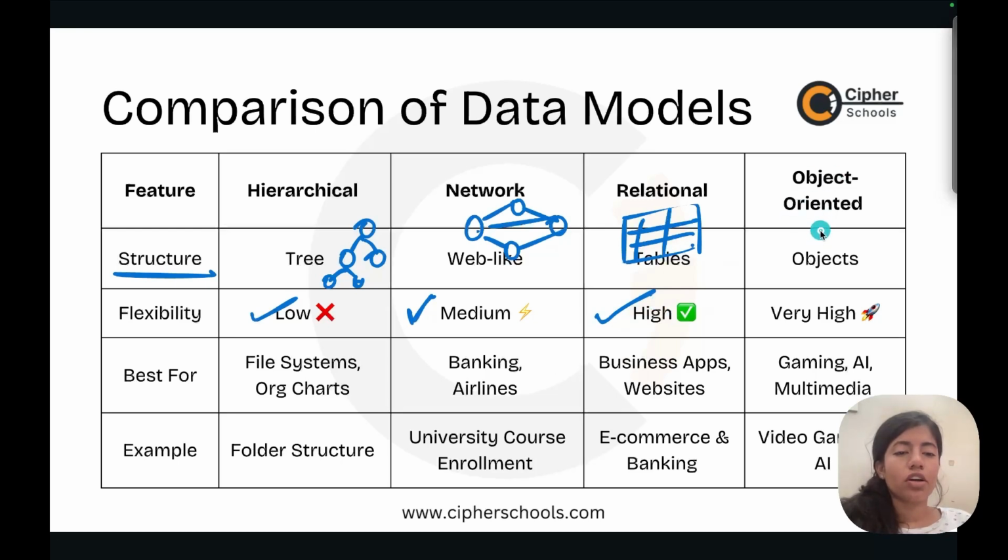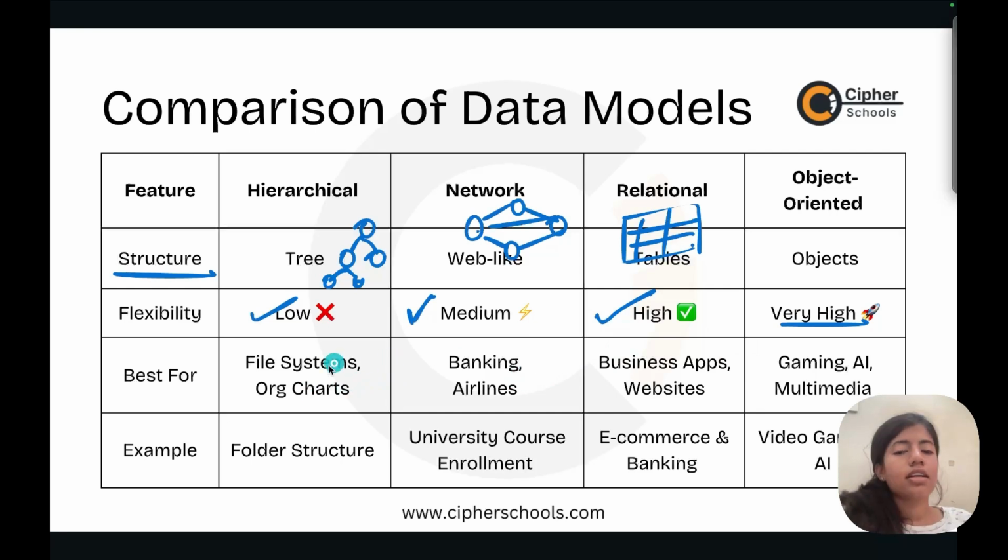Object oriented models are much more flexible, and here, as we discussed, we can store whatever we want, and relevant or irrelevant fields you can skip, and that's why it provides very high flexibility.